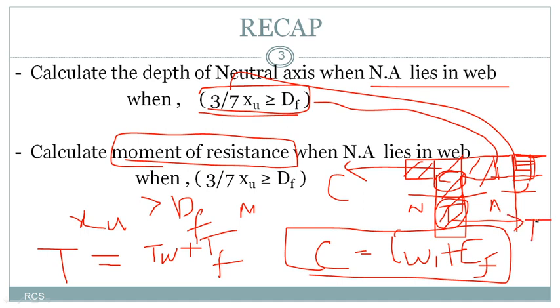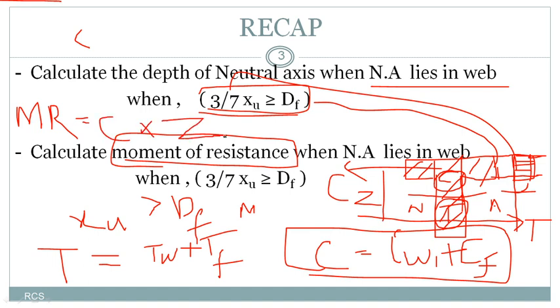So what is the moment of resistance? A force multiplied by a perpendicular distance. That perpendicular distance is the lever arm. What is the lever arm? Here the lever arm is the perpendicular distance between the total compressive force and the total tensile force, that is Z. If you want to calculate the moment of resistance with respect to compression, then the total compressive force should be multiplied by Z, the lever arm. Similarly, if you want to calculate the moment of resistance with respect to the tensile force, then the total tensile force is multiplied by the same lever arm Z. Right?